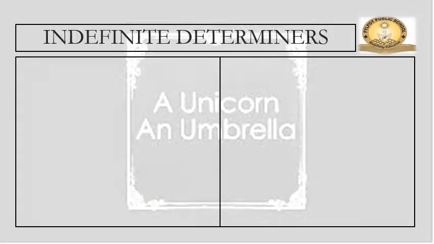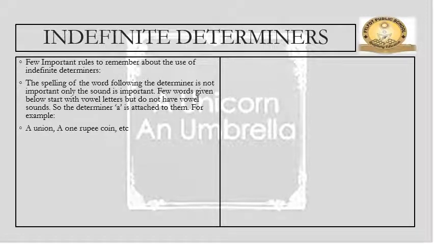then there are some rules that you need to remember. Fine, what are the rules? The spelling of the word following the determiner is not important. So if that is not important, then what is important? Only the sound is important. Now, there are a few words given below that may start with a vowel letter, but they do not have vowel sounds. So the determiner a is attached to them. For example, a union, a 1 rupee coin. Alright.